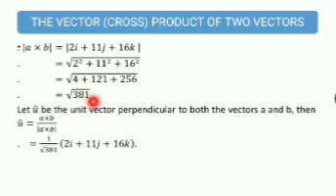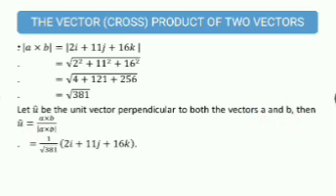which is equal to the square root of 381. Then let U be the unit vector perpendicular to the vectors A and B. Then U will be equal to A cross B over the modulus of A cross B. The modulus of A cross B is the square root of 381. Is that okay? So 1 over the square root of 381, then multiply by A cross B, which is 2i plus 11j plus 16k. And this is the unit vector perpendicular to the vectors A and B.